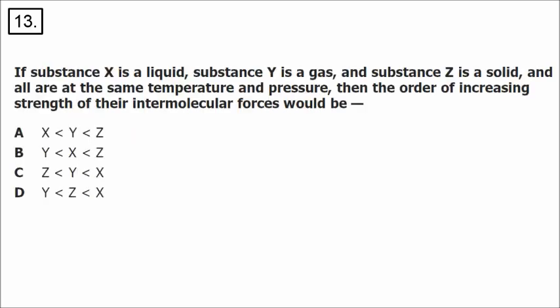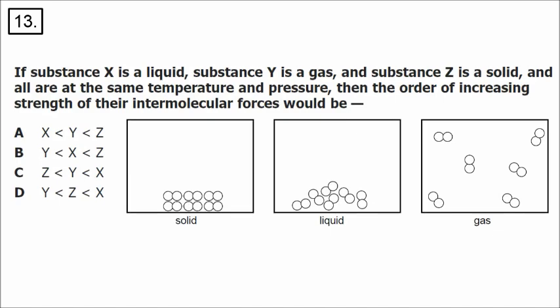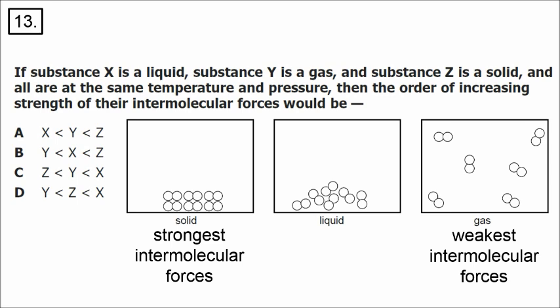In number 13, we have solid, liquid, and gas. Of these 3 phases of matter, the solid should have the strongest intermolecular forces, and the gas should have the weakest intermolecular forces. X is a liquid, Y is a gas, and Z is a solid. So if we're doing this in order of increasing strength of the intermolecular forces, then Y should come first and Z should come last. Correct answer is B.